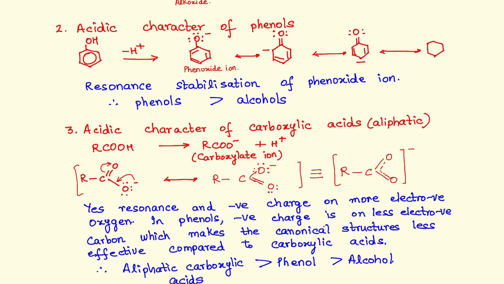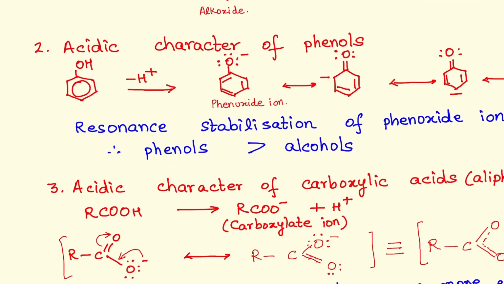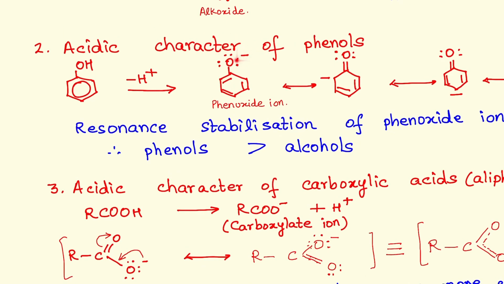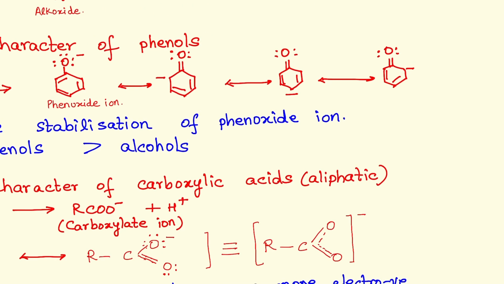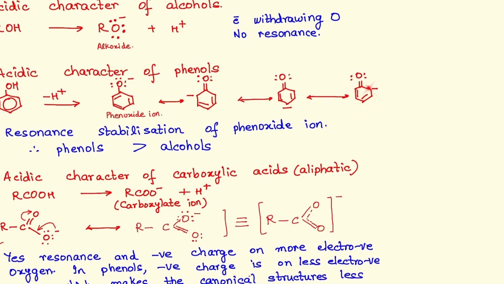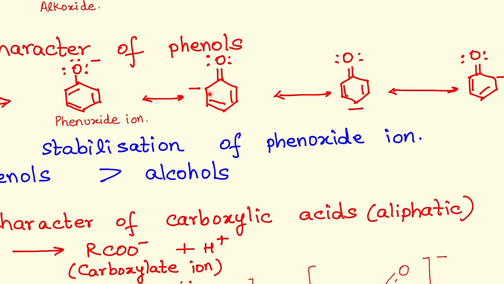Now, observe carefully where the negative charge is in the case of phenols. In the first structure, the negative charge is on the oxygen. The electrons are being held by oxygen, which is electronegative in nature. In structures number 2, 3 and 4, notice the concentration of the electrons. It is on the carbon atom of the ring.